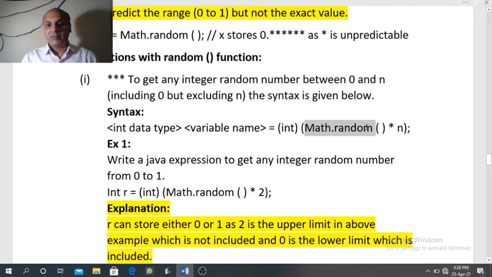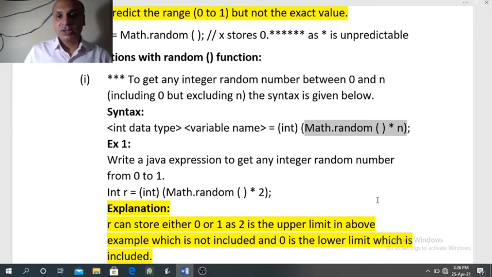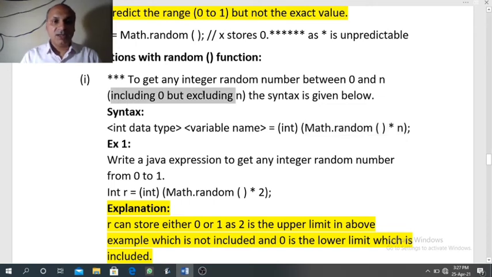Then Math.random() with a blank parameter list, star n. This is the function. Whenever you use Math.random() * n, here n is the upper limit and 0 is the lower limit. It means the answer will come between 0 and n. But this point is very important: including 0, excluding n. It means in the answer 0 will be included but n will not.